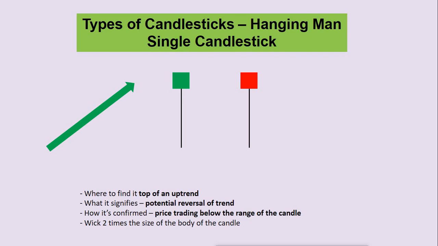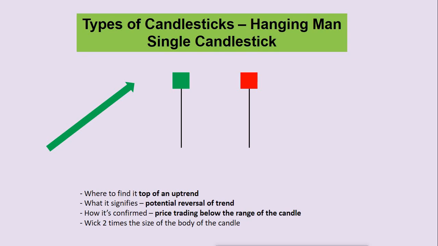What you can notice as well is that a hanging man looks the same as a hammer. However, the difference is that a hammer occurs at the bottom of a downtrend and the hanging man occurs at the top of an uptrend. So that's what you need to know to differentiate these two types of candle, but otherwise structurally they look the same. So what does a hanging man signify?